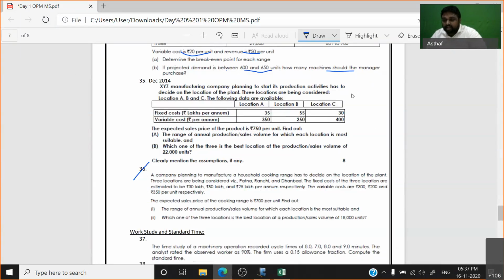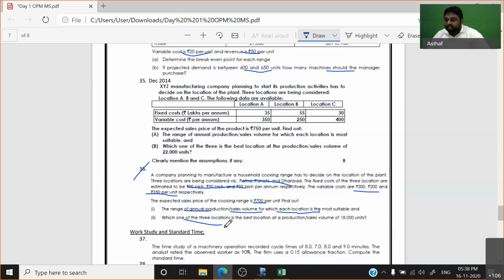We will do 36. A company is planning to manufacture a household cooking range. Decide on the location of the plant. There are 3 locations available: Patna, Ranchi, Dhanbad. The fixed costs of the 3 locations are 30 lakh, 50 lakh and 25 lakh. The variable costs are 300, 200 and 350 respectively. The expected sales price of the cooking range is 700. Find the range of annual production and sales volume for which each location is most suitable.